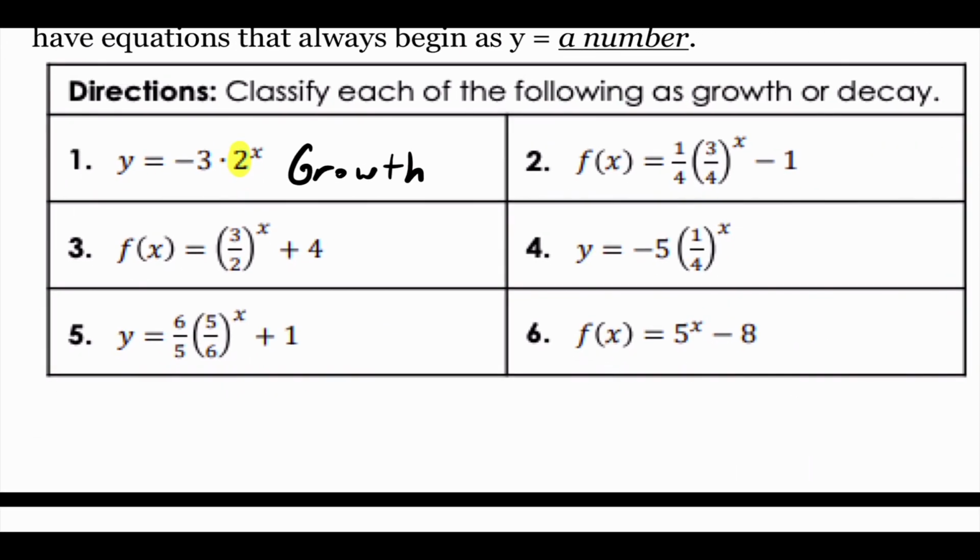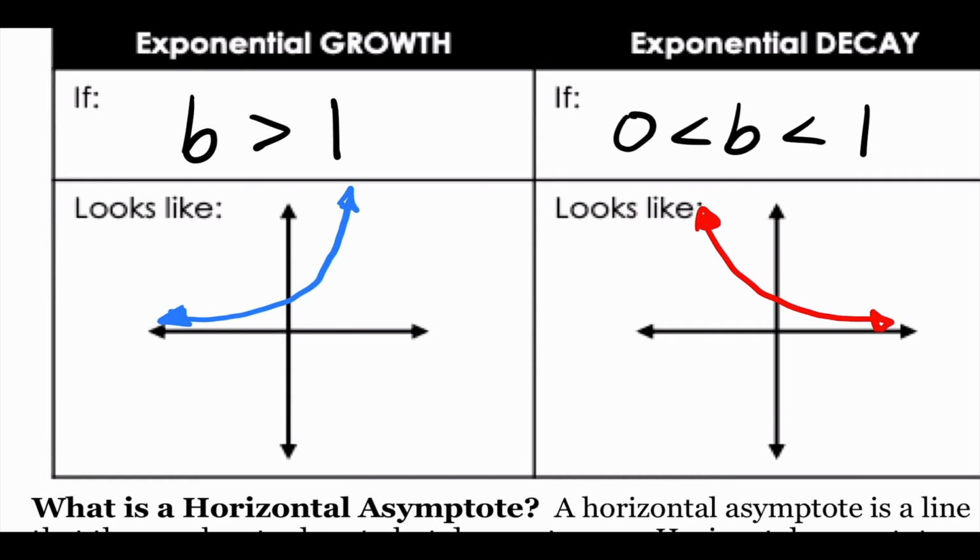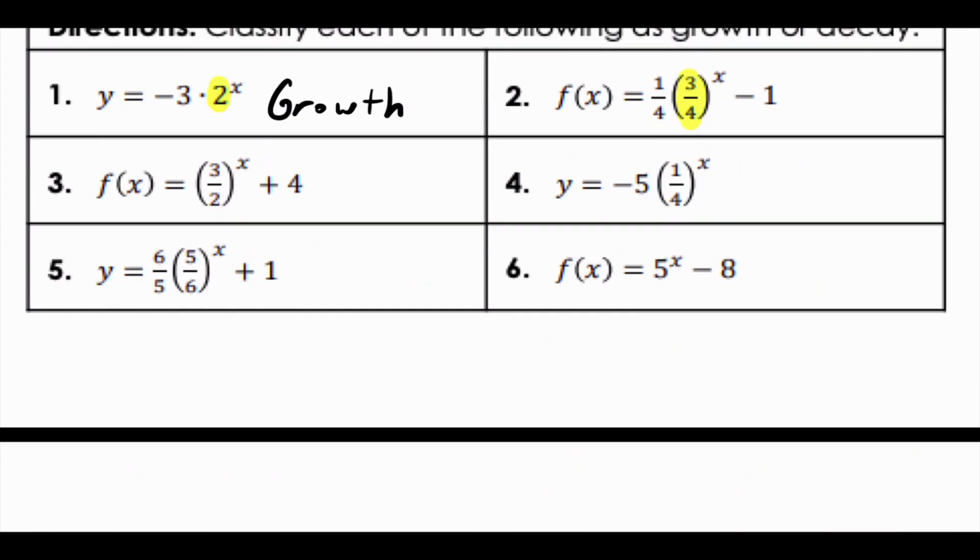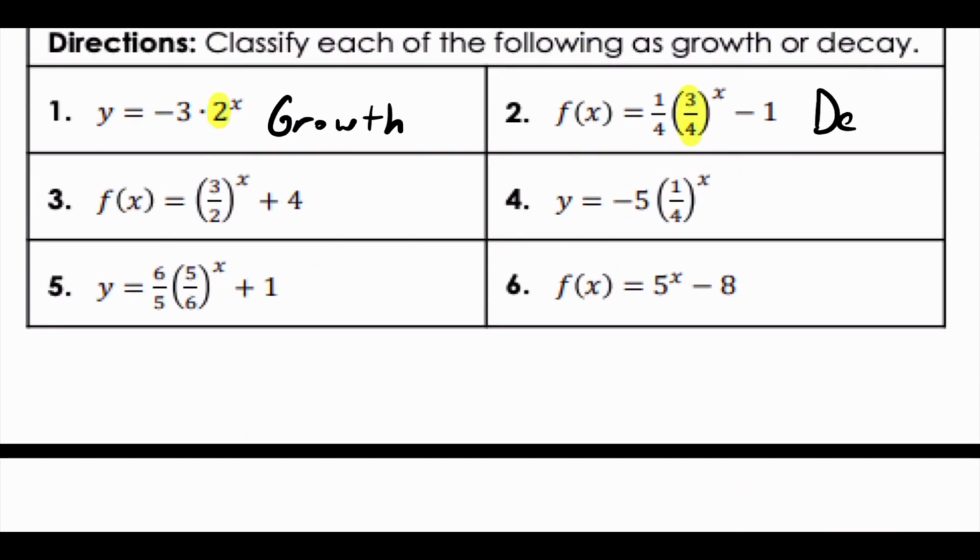Okay. Number 2. Which value is b? Which one is attached to the variable in the sky, to the x in the sky? This guy right there, right? That guy right there is attached to the x, right? So 3/4, is that bigger than 1 or in between 0 and 1? Between. So that means this guy is decay.